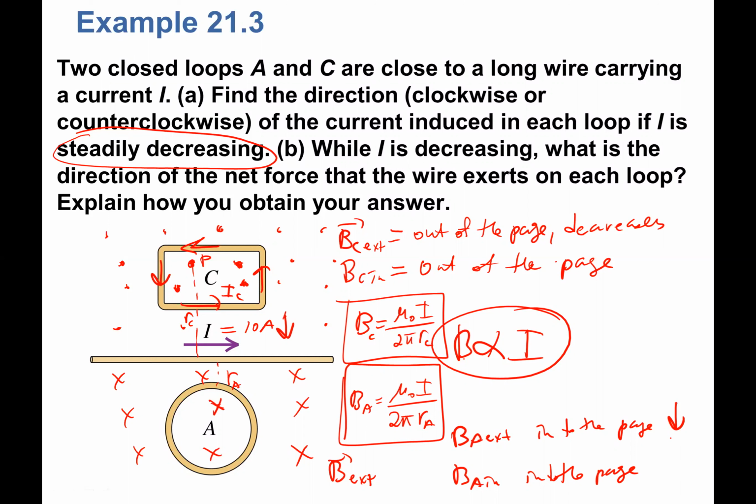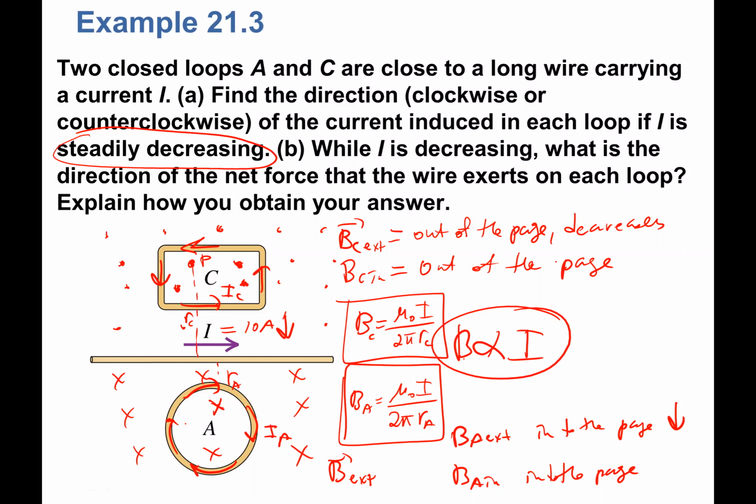What current will give you an induced field into the page? Well, again, your thumb is in the direction into the page, then you curl your fingers, and you can see it has to be a clockwise current. So current A will be clockwise. All right, that means we got a counterclockwise current in loop C and a clockwise current in loop A. Okay, then that's part A.